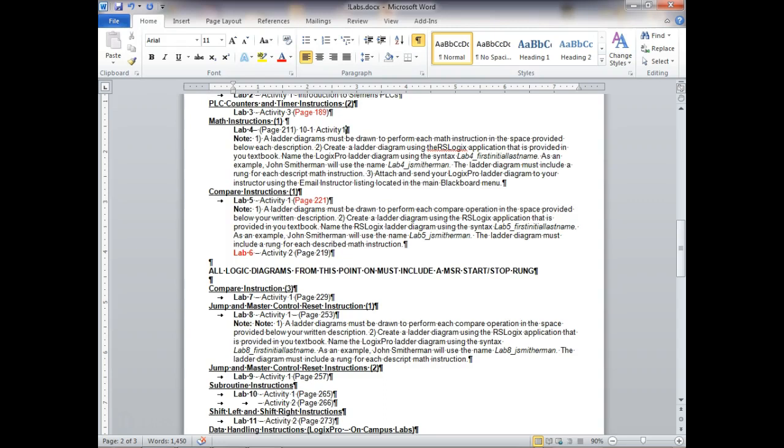The ladder diagram must be drawn to perform each math instruction and specified in the space provided before the description. Create a ladder diagram using RSLogix. So this changes a little bit, right? That doesn't tell you to create a logic diagram. It just says to draw the circuit, right? Y'all understand where I'm at? And I'll run this off and give it to you.